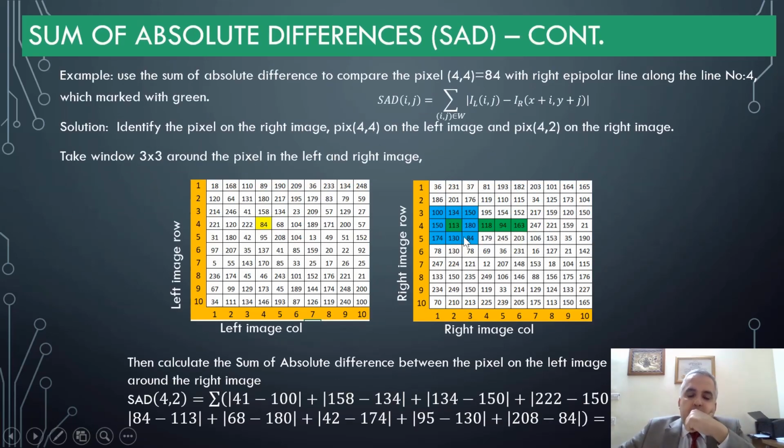This is a numerical example, the same example, but using sum of absolute difference. As you can see, first we will take this pixel, and we will take the first pixel on the same row on the right image, and we will fit a window. What we will do, we will subtract 41 minus 100, 150 minus 134, and so on, take the absolute differences, and we will sum them to get the aggregation. This will give us the value 603 for the first pixel.